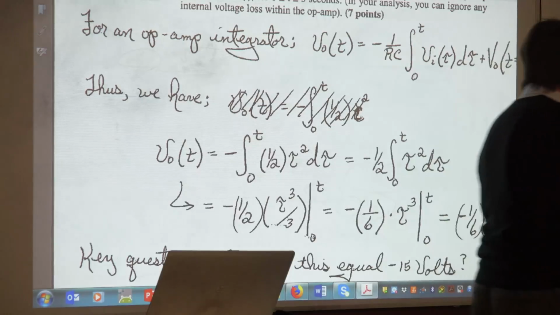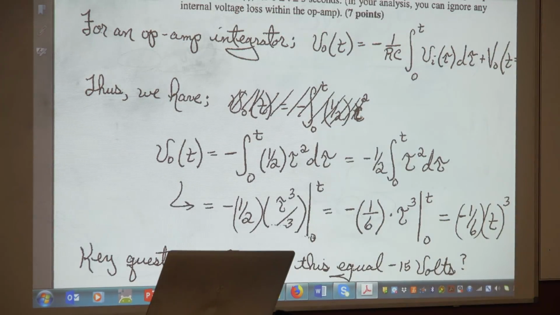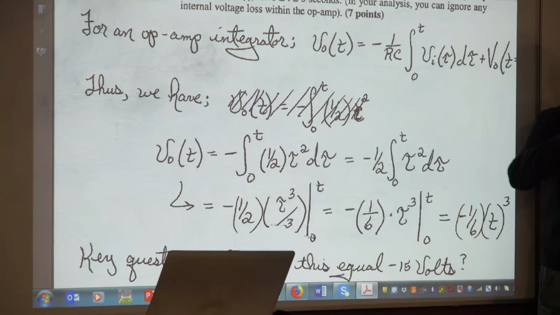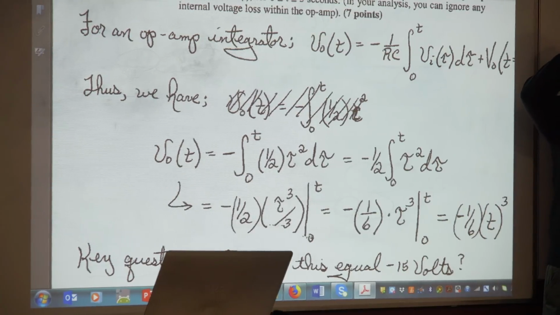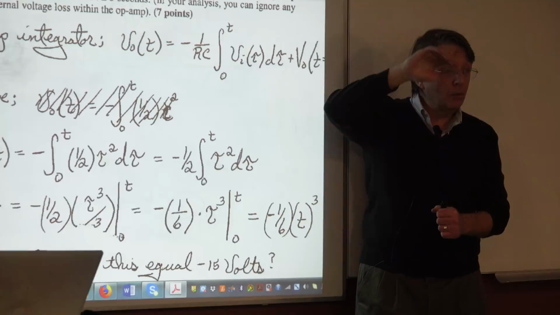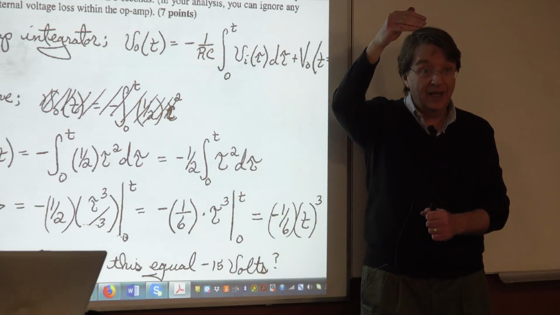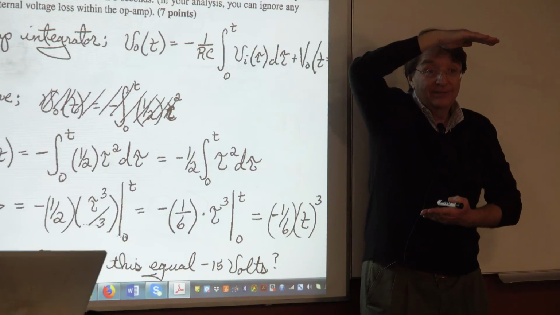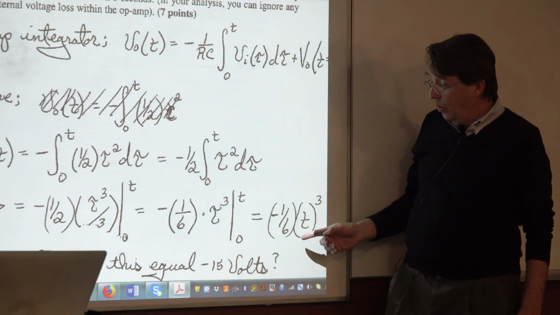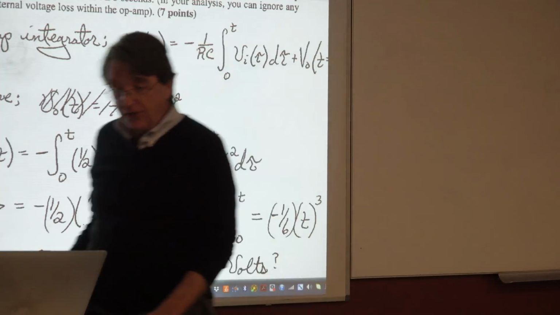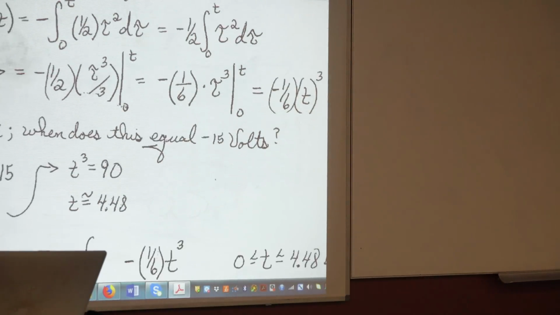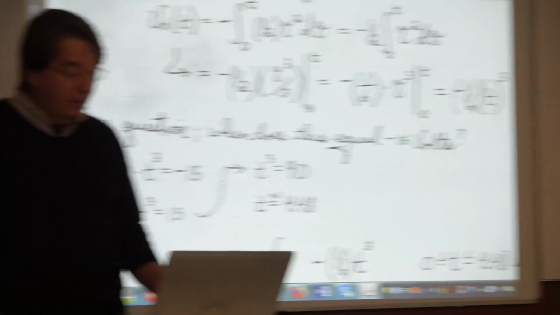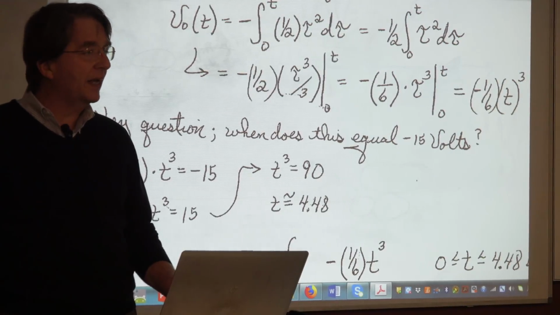That's an excellent, excellent point. We are powering this op amp with plus 15 and minus 15. It can't have an output more positive than plus 15 and more negative than minus 15. That's the ceiling and the floor. So I say, okay, when does this equal minus 15? And what I get is it equals minus 15 around 4.48 seconds.